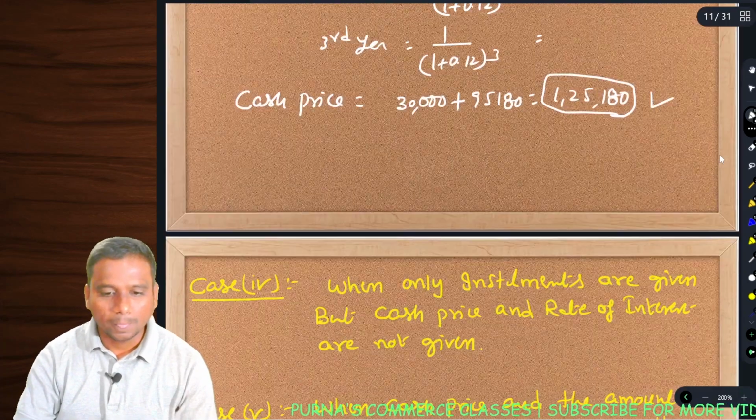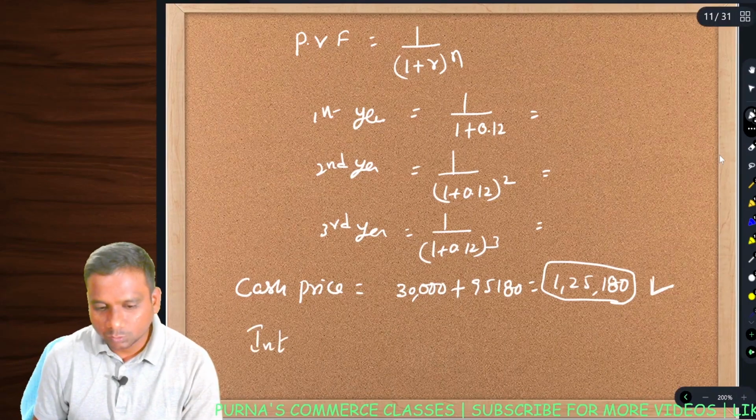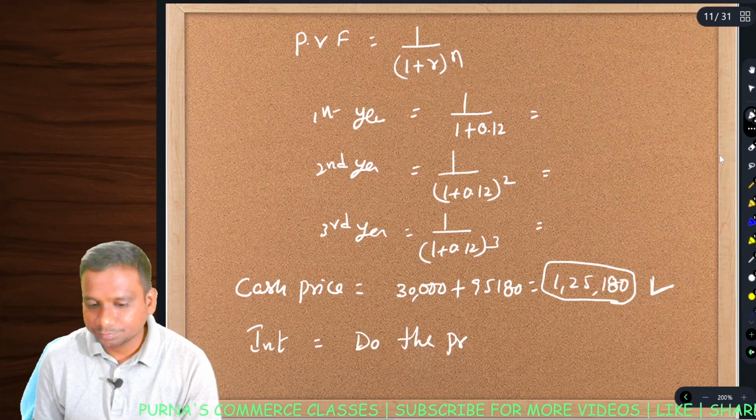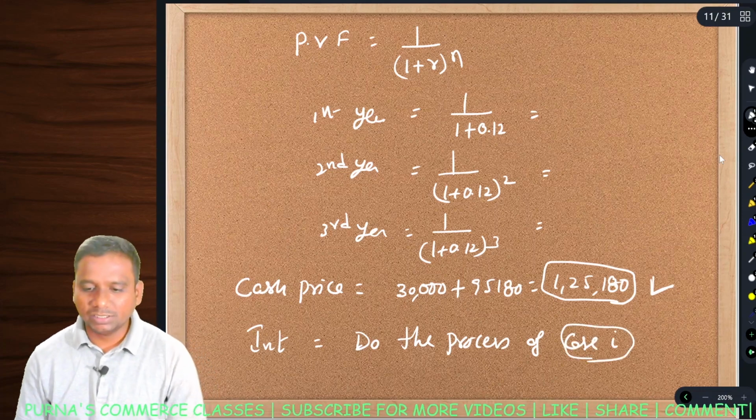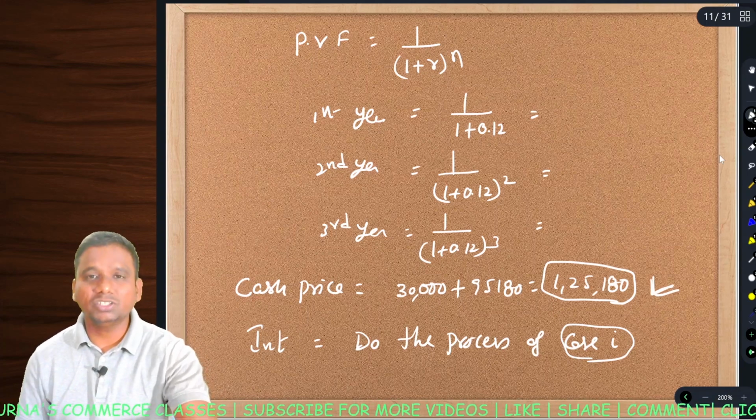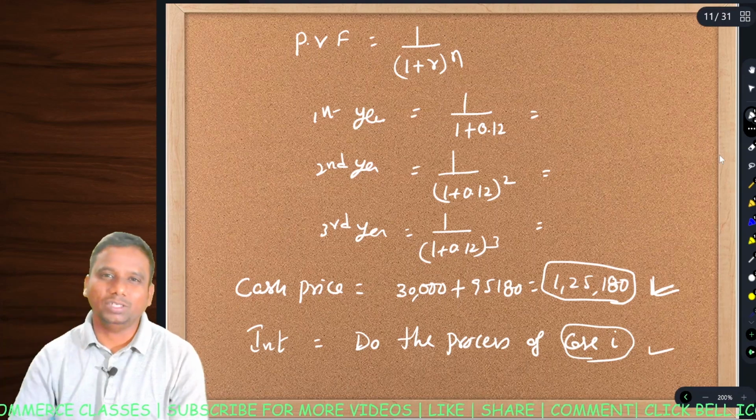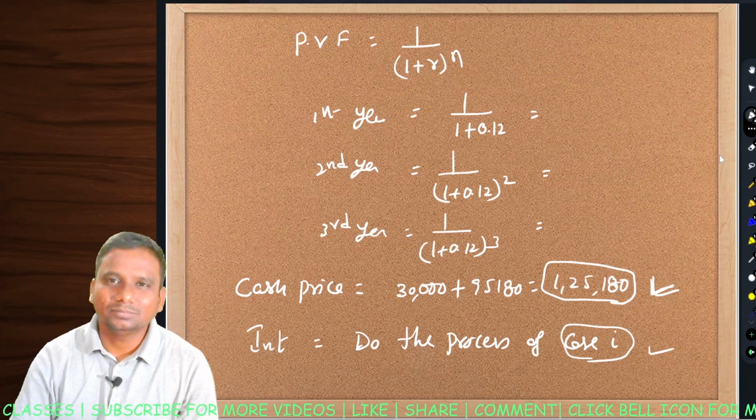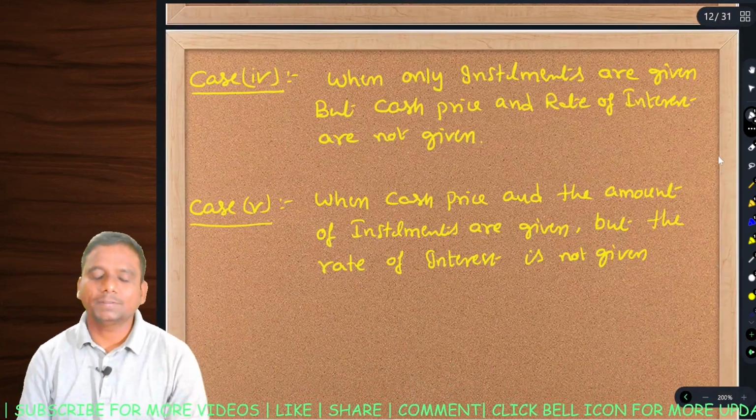Right. Now, cash price is okay. What about interest? For that, do the process of case 1. Here cash price is there, installments are there, and the rate of interest is also there. So you can do the process of case 1 for calculation of interest. So this is by following the annuity table. Okay, fine. Now, apart from this, we have another 2 cases.